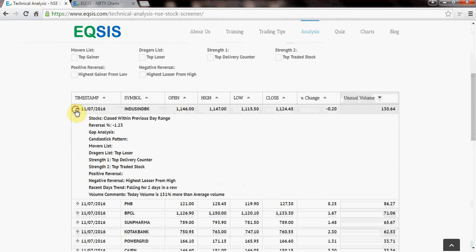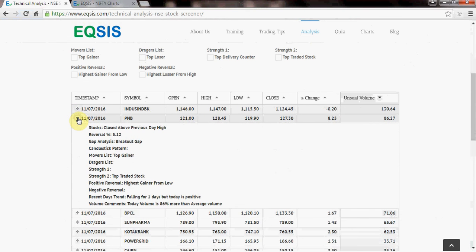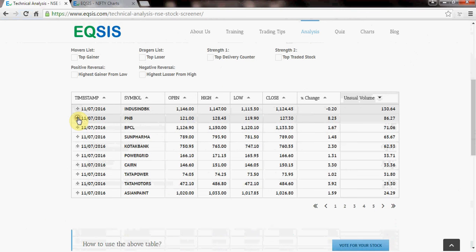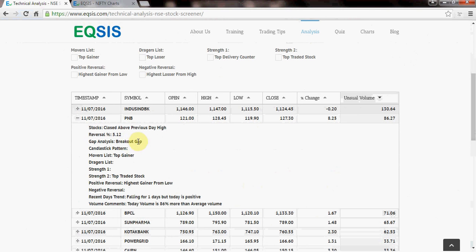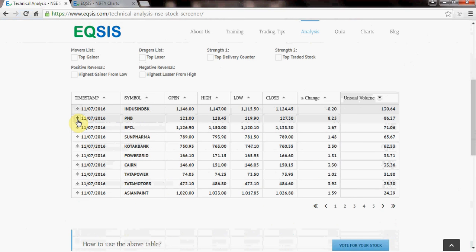Likewise, you get the detailed description for each and every company, and if there is anything, you can make use of it. Look at this. When it comes to PNB Bank, there is something called a breakout gap. So browse the internet and find out what exactly a breakout gap is all about. If you want to learn any concept, you can get back to us. You can learn through our e-quizzes also.